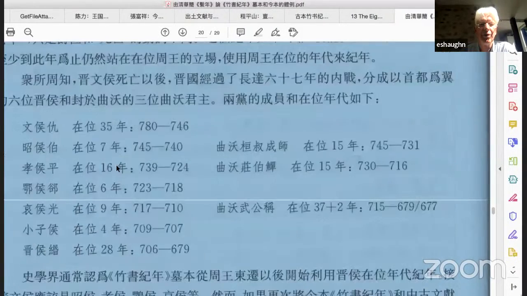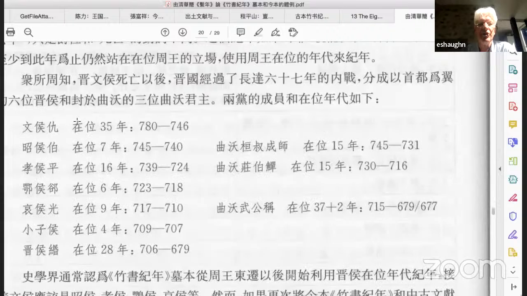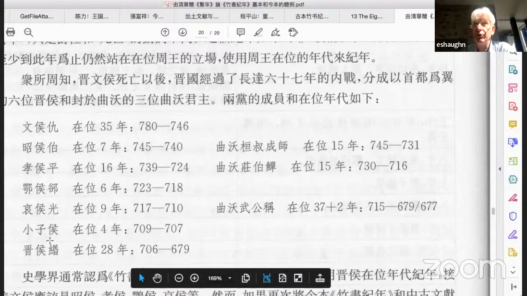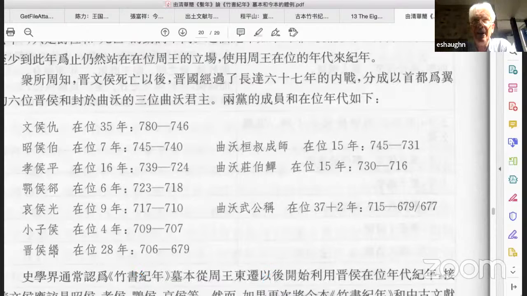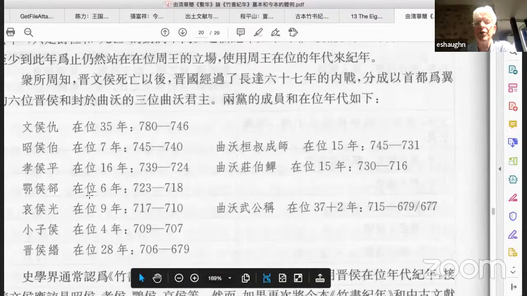So Wen Hou from 780 to 746, followed by Zhao Hou, Xiao Hou, He Hou, Ai Hou, and Jin Hou Min. These were the lords, the sort of mainline, the Dazong, if you will, lords in the Jin capital at Yi. And he says that it follows from Wen Hou to Zhao Hou to Xiao Hou and on down.